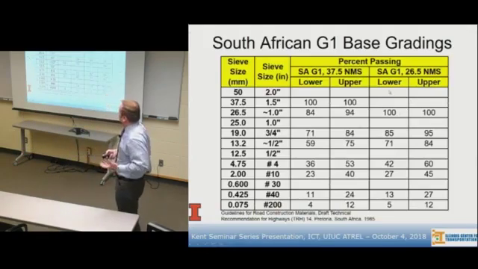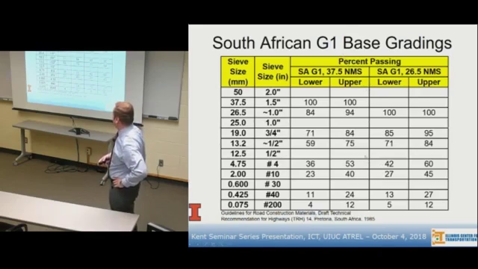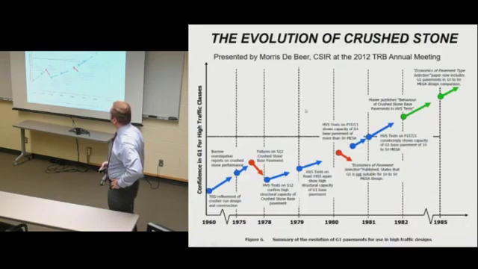Okay, what's a typical grading envelope or grading band for this kind of high quality South African G1 base? They have a nominal maximum top size of about 37.5 or 26.5 millimeters, so 1 inch, 1.5 inch top sizes. These are typical densely graded bases, well-graded gradations. That's how they engineered them.